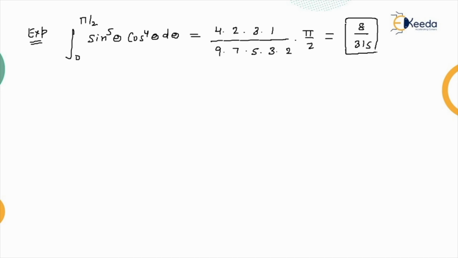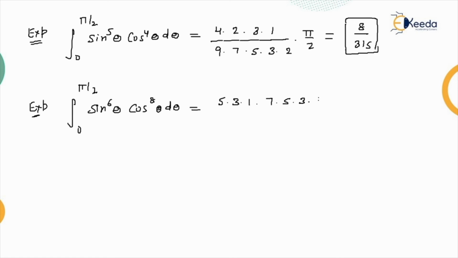Clear? How easy is it? And similarly, you can take any other example, like 0 to pi by 2, and if both terms are even, in that case, like sine raised to power 6 theta and cos raised to power 8 theta d theta, what will it become? See, 6 minus 1 is 5, and now just subtract 2, it will become 3, and subtract 2, 1. 8 minus 1 is 7, 7 minus 2 is 5, 5 minus 2 is 3, and then 1.